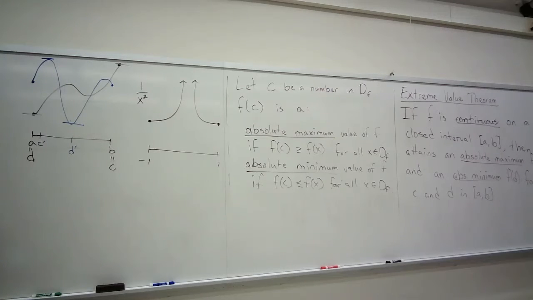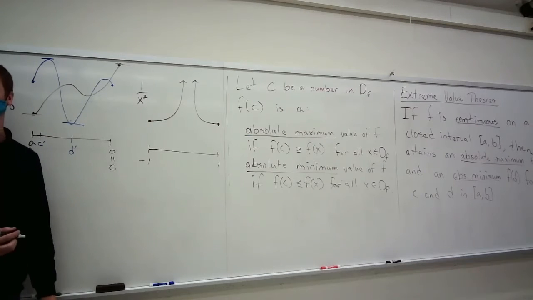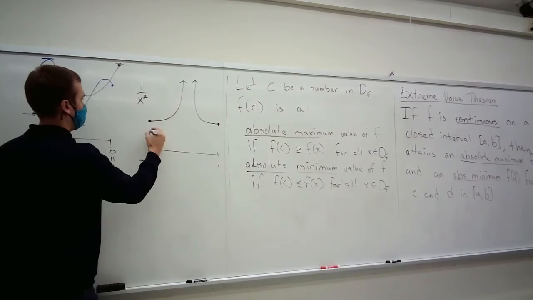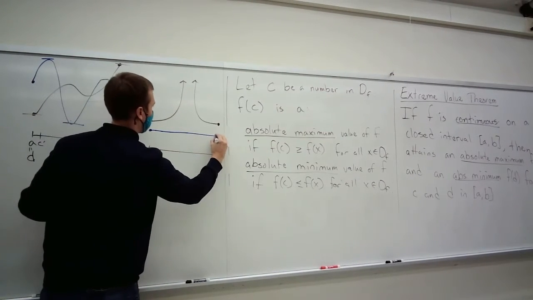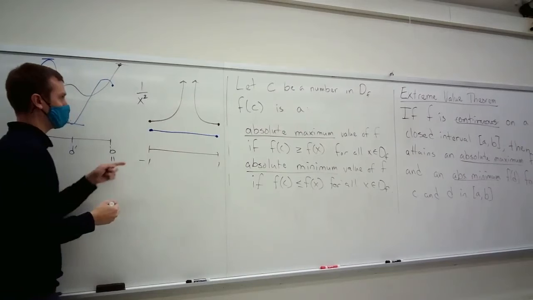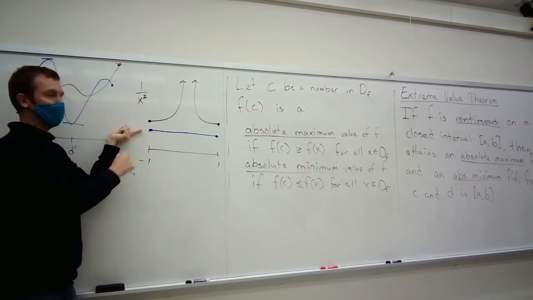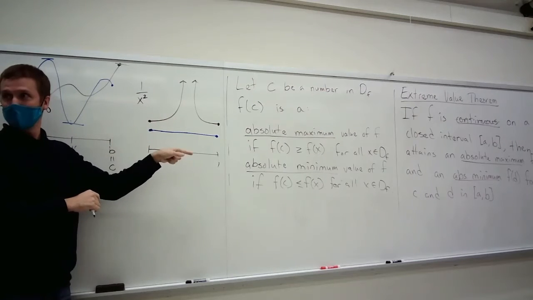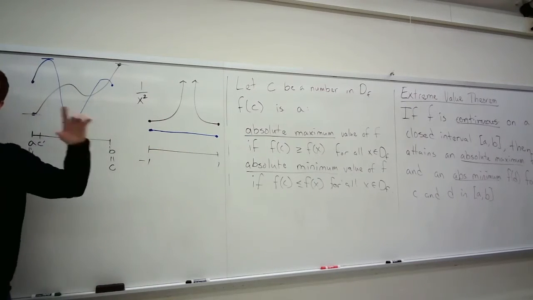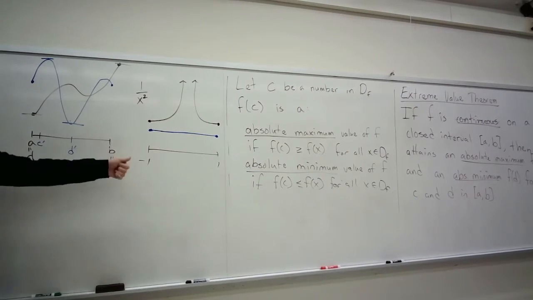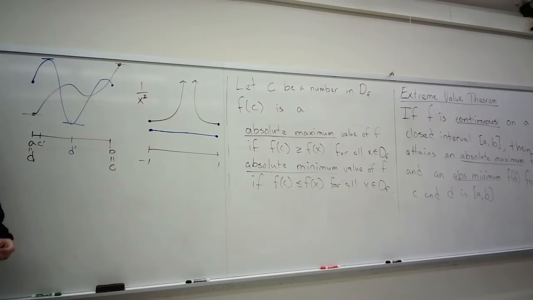Make it even worse. Horizontal line? That has both, and they're the same. If I draw a horizontal line from here to here, that's continuous. What's the biggest value? What's the height of this? What's the smallest value? It's the height of this. So the absolute maxima and absolute minima are the same number, which is what you get for a constant function. Yeah.